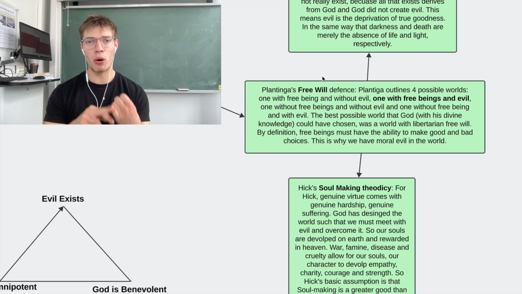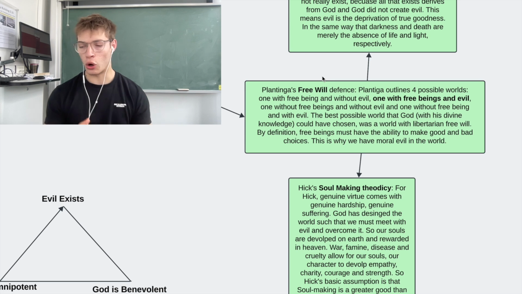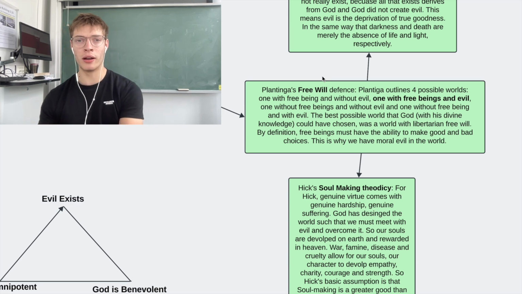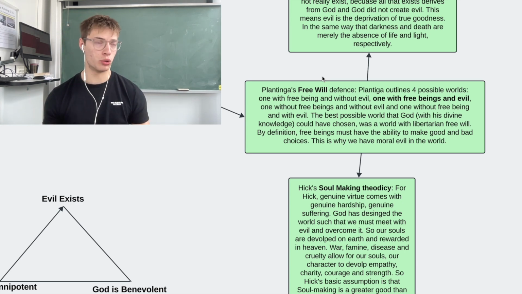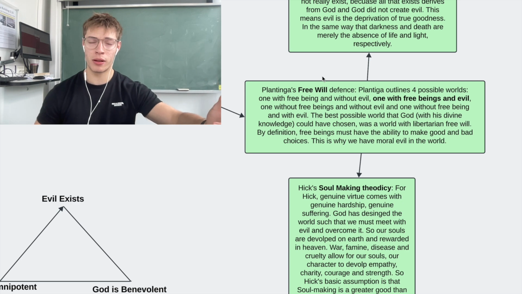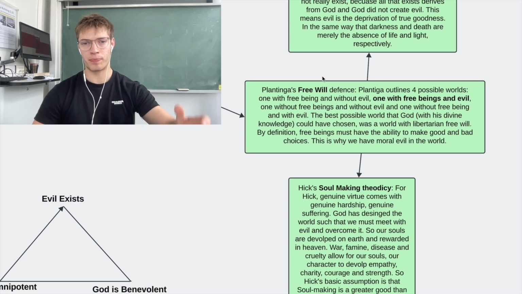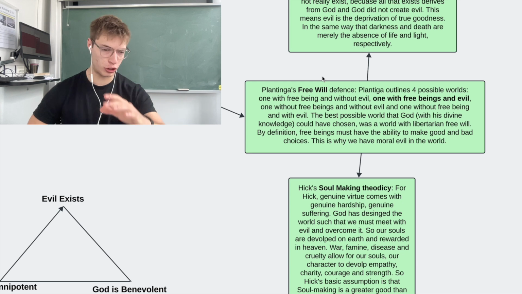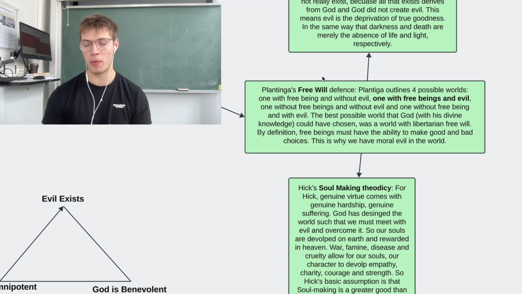So the best possible world is one with free beings and evil. God chose the higher good of libertarian free will, but in so doing, we have evil that's caused by that freedom. But that's the option that God chose. That's the free will defence. Flesh out those points for a 5 or a 12 mark question.